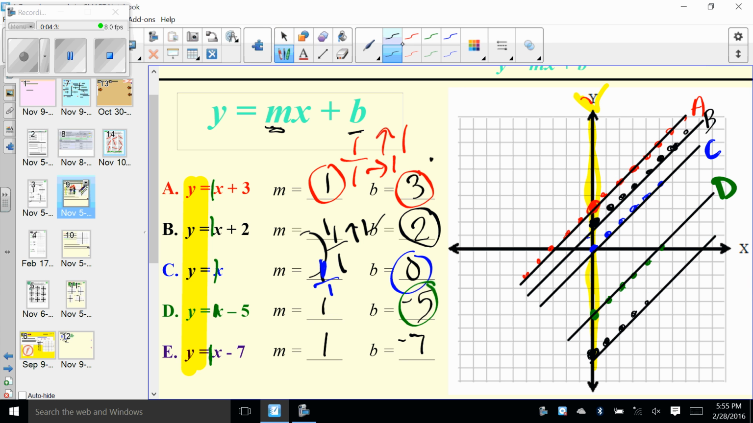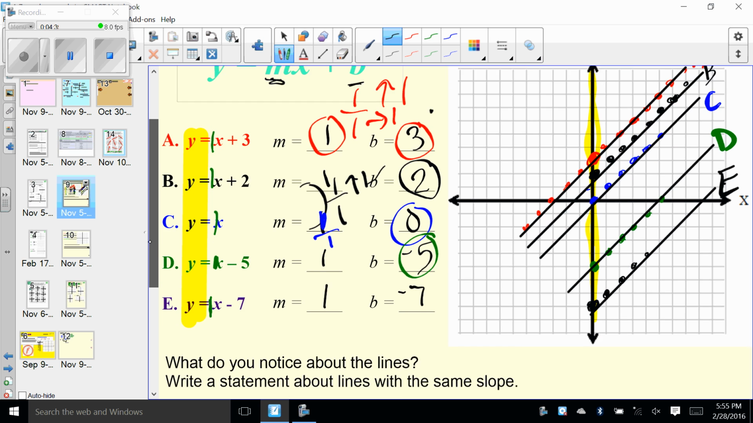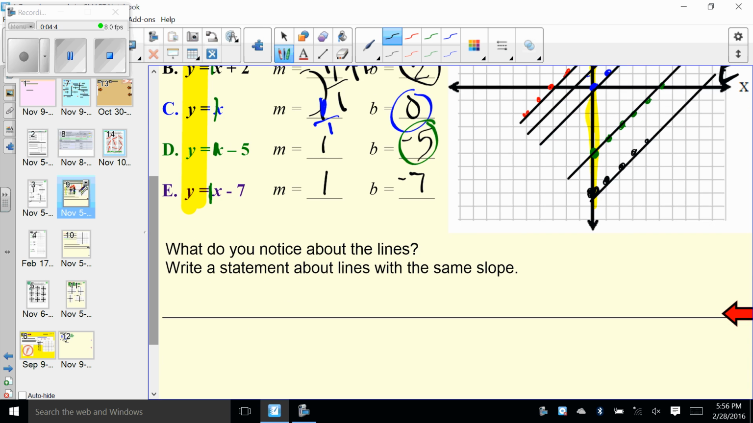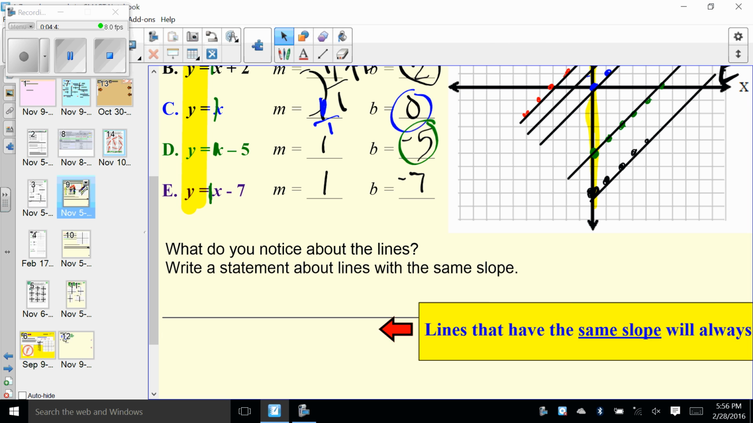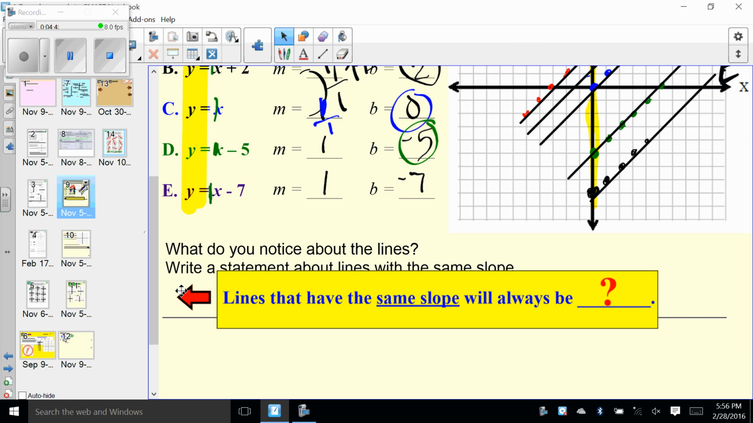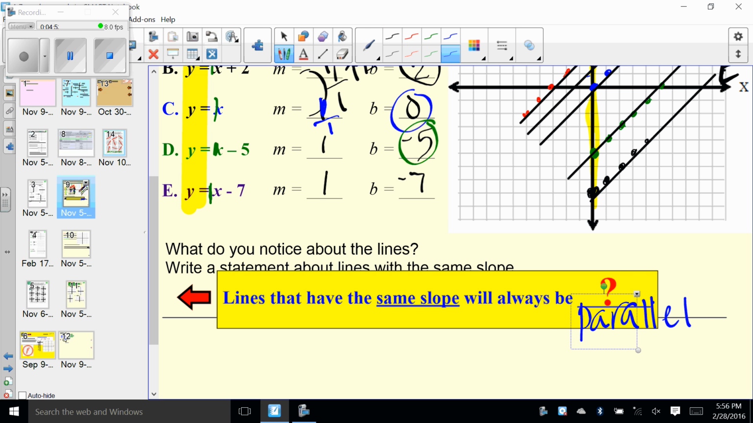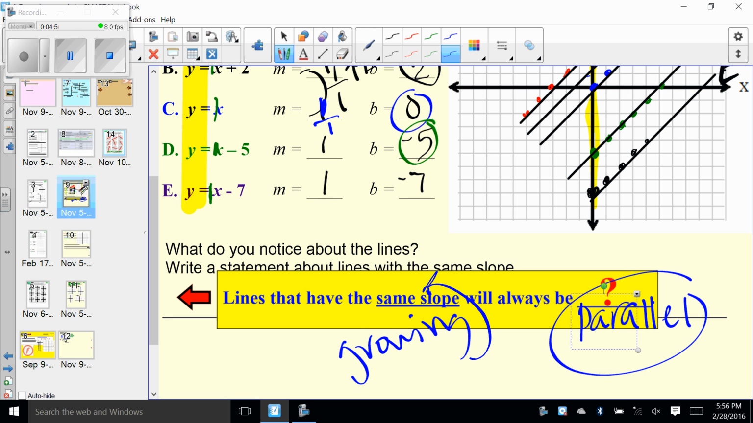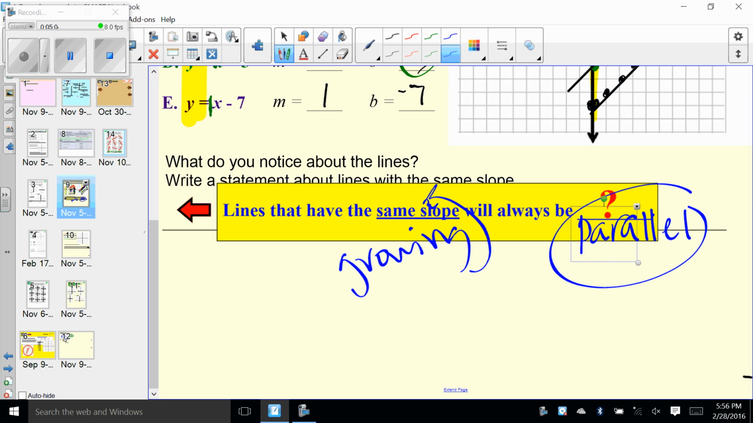which is graph E. So what do you notice about the lines? The one thing that you probably should notice is that the lines are parallel. And because the lines have the same slope, they'll always be parallel, because they're growing at the same rate, the same slope. So we have parallel lines, we have the same slope. Okay, so that's our first example.